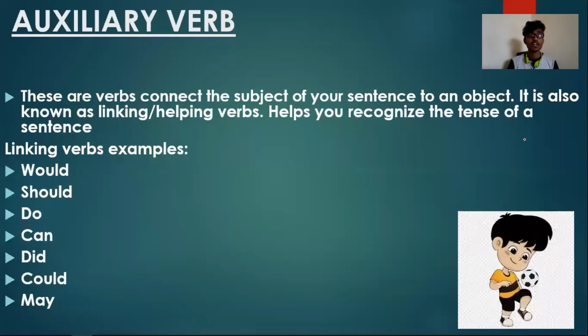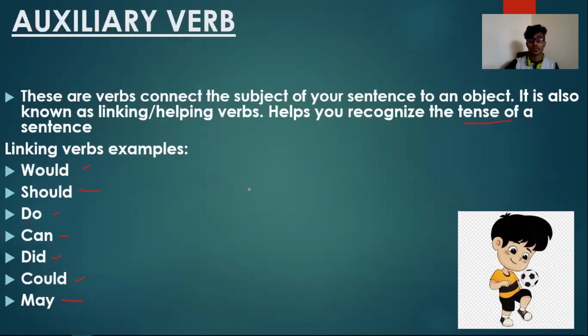Okay, now let's look at auxiliary verbs. These are verbs that connect the subject of your sentence to an object. They are also known as linking or helping verbs. They help you recognize the tense of a sentence. Now, if you don't know what a tense means, refer to Samarth's video on tenses. It'll give you a clearer view on the concept. Now, let's consider the following examples of linking verbs: would, should, do, can, did, could, may.